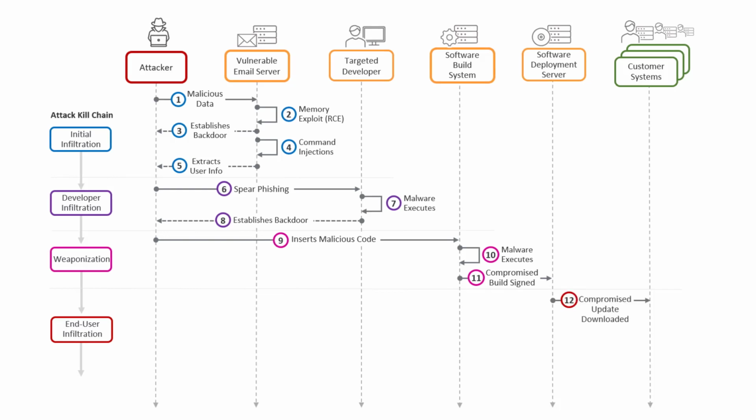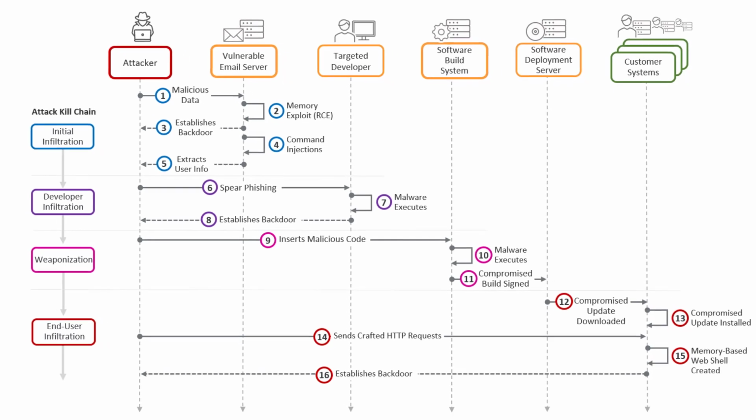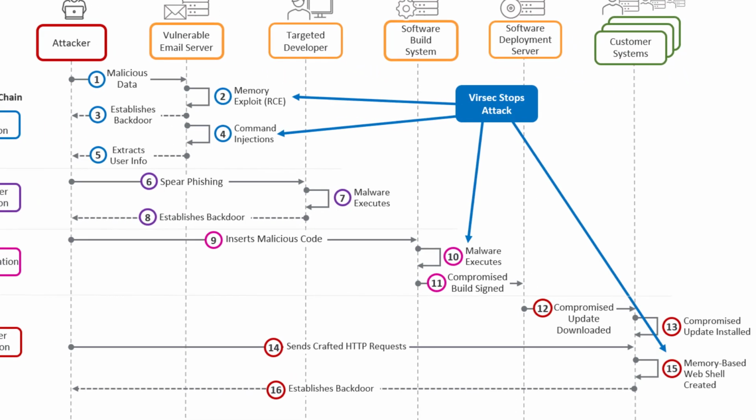When these compromised updates were installed, the attackers were able to send crafted HTTP requests to open memory-based web shells, establishing yet more backdoors into the infrastructure of thousands of companies. At multiple points, we will also show you how Virsec can stop critical stages of this kill chain and could have prevented downstream damage. Let's see this in action.